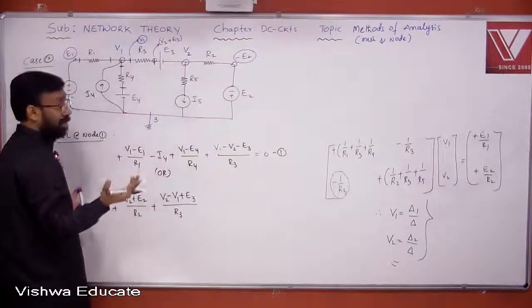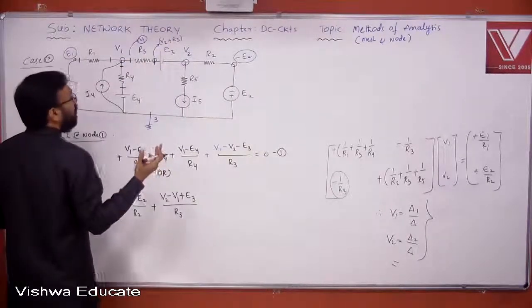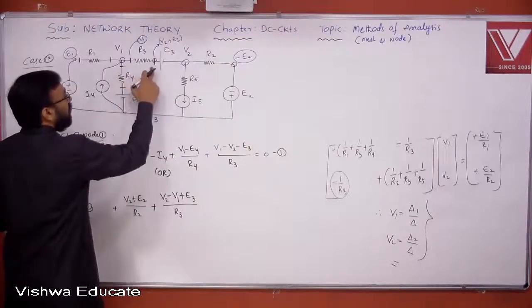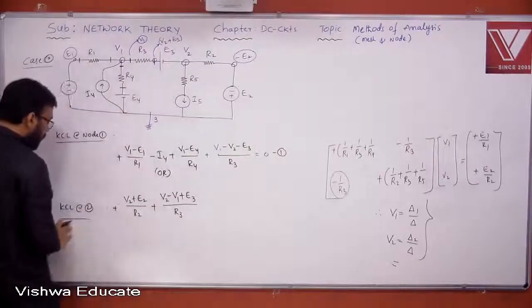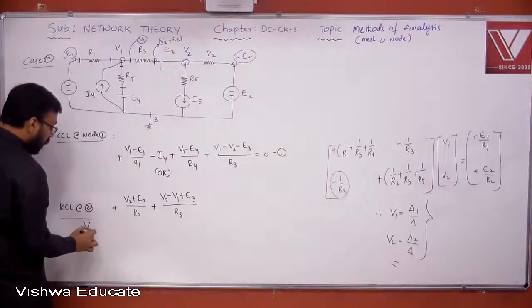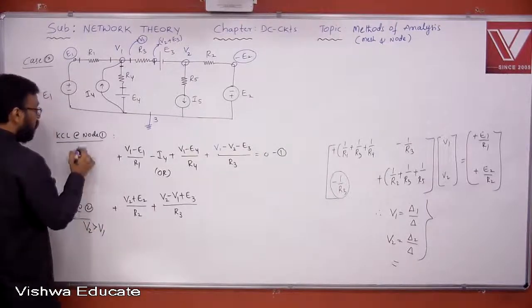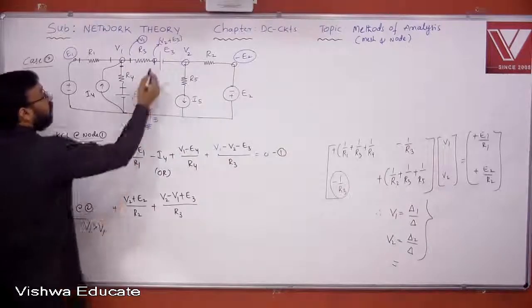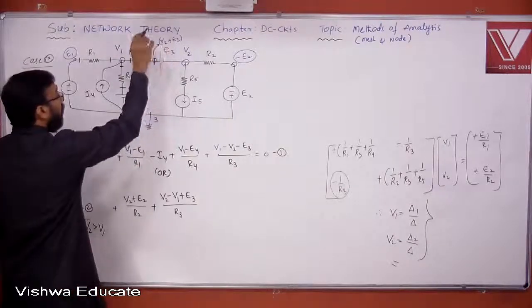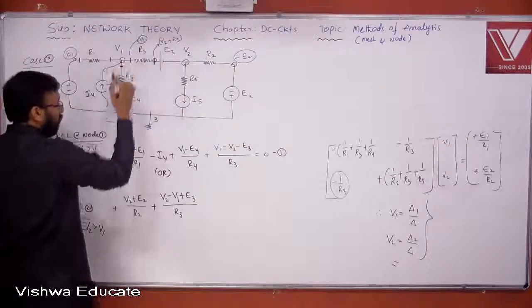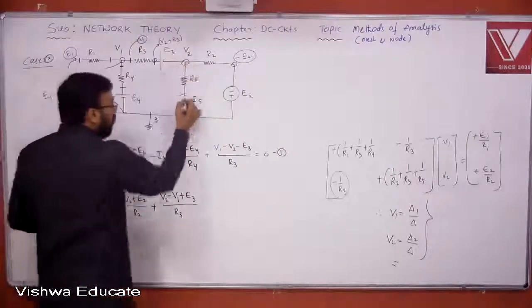Like that people remember. But what is the actual scenario here? This is V1, this is V2 plus E3. Now when you write KCL at node 2, you are assuming V2 greater than V1, yes or no? Here you are assuming V1 greater than V2, yes or no? That is why you select now V2 plus E3 greater than V1, so V2 plus E3 minus V1. That's it.